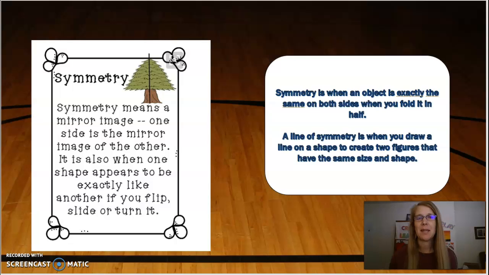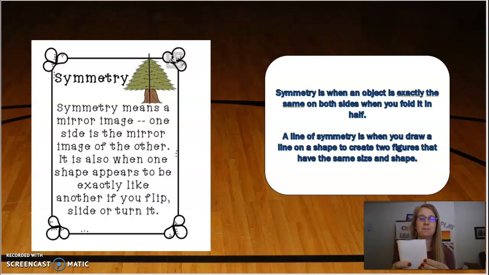Let me show you a couple examples of what I mean. This is a square that I cut out of a piece of paper. Now, how many times could I make this symmetrical? How many lines of symmetry does this shape have? Remember, we're going to want to make a mirror image on each other so they're exactly the same size and shape on both sides. Let's try folding it down the middle, straight this way, up and down, to see if that works. Let's give it a shot.